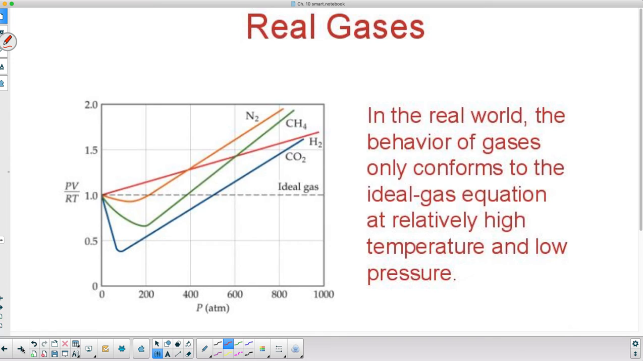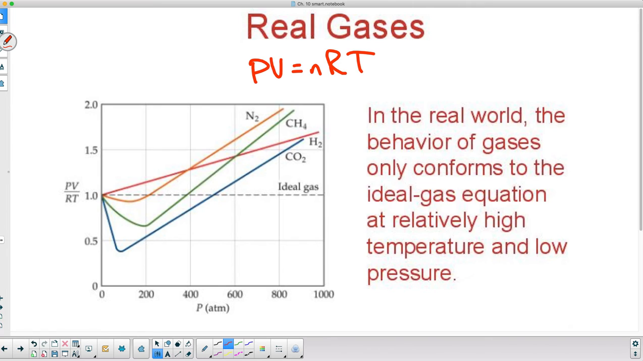So for an ideal gas, the reason why we have ideal gases when they actually don't exist is so that we can have a very nice and easy ideal gas law equation. And this equation works really, really well 99% of the time. So the only time it doesn't work well is when real gases deviate from ideal gases. And when would that be? Well, we're going to talk about that. So in the real world, the behavior of gases only conforms to the ideal gas equation at relatively high temperatures and low pressures.